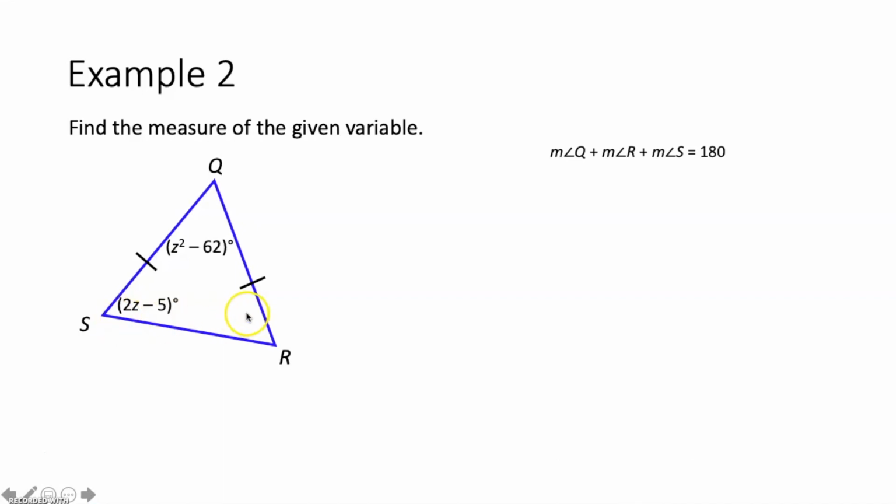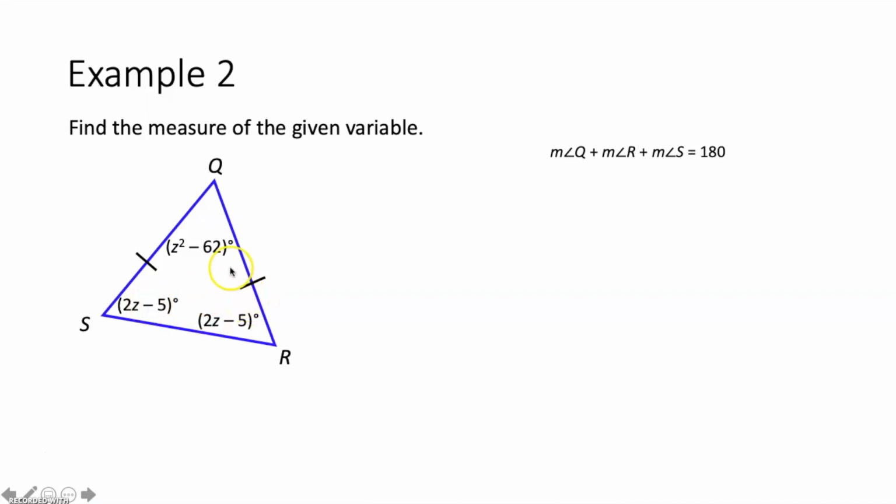Well, the question then is, what is the measure of angle R? Well, since I know this is an isosceles triangle because these two sides are congruent, then I know the base angles must be congruent by the isosceles triangle theorem. So if the measure of angle S is 2z minus 5, then the measure of angle R must also be 2z minus 5 because those are the base angles. They're the angles that are opposite the congruent sides.